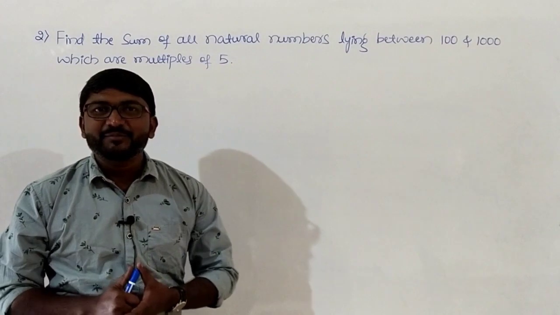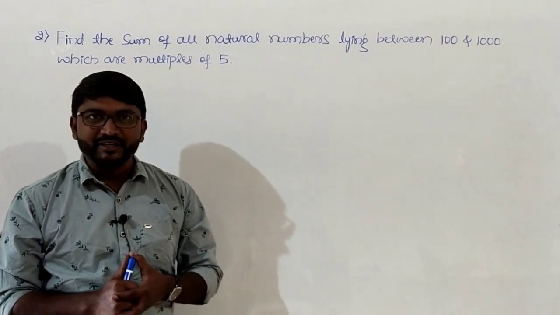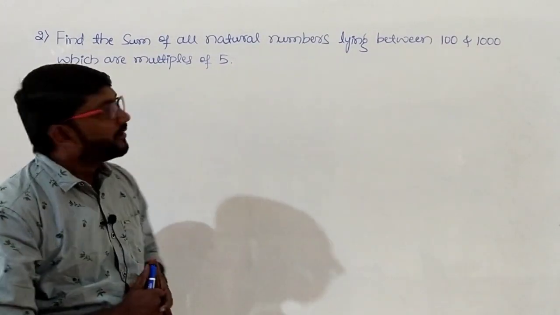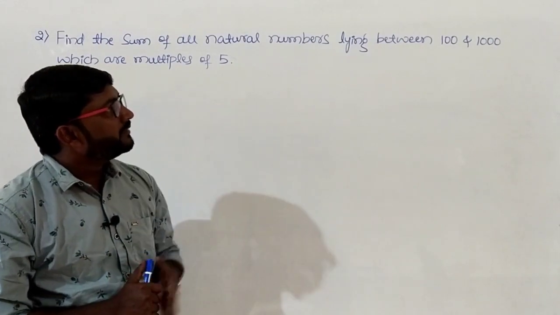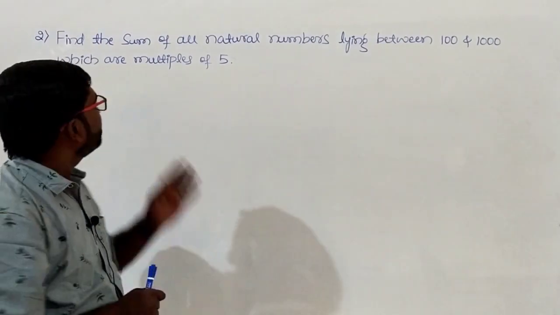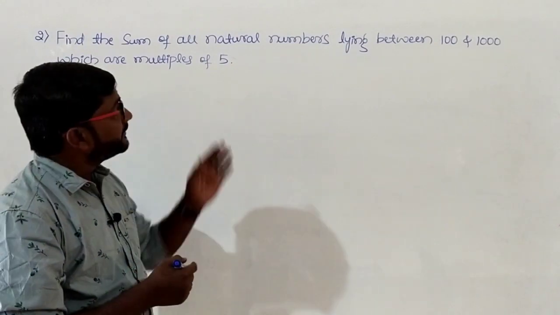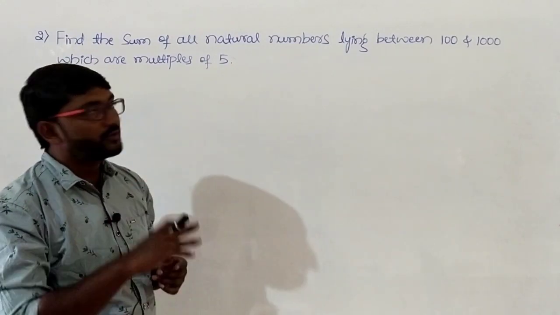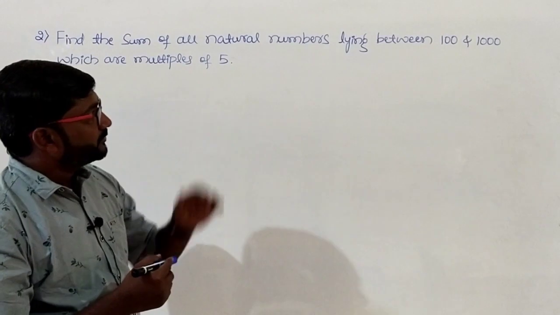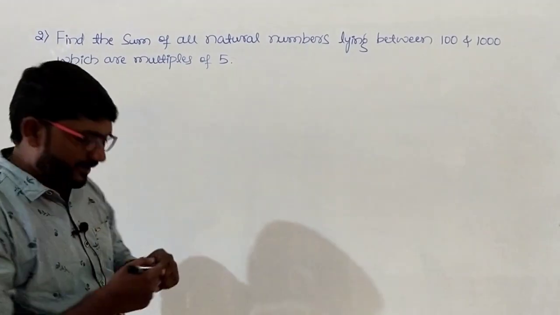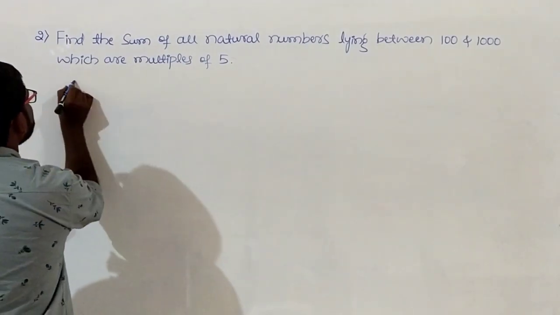Well, the second problem in exercise 9.2 is: find the sum of all natural numbers lying between 100 and 1000 which are multiples of 5. So let us write the numbers lying between 100 and 1000 so that the number must be a multiple of 5.